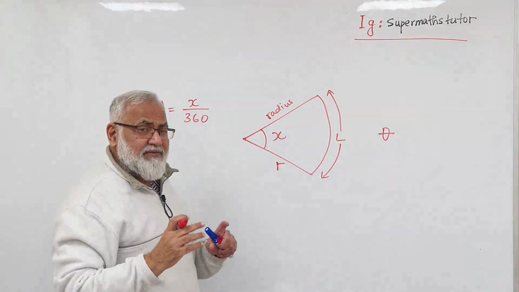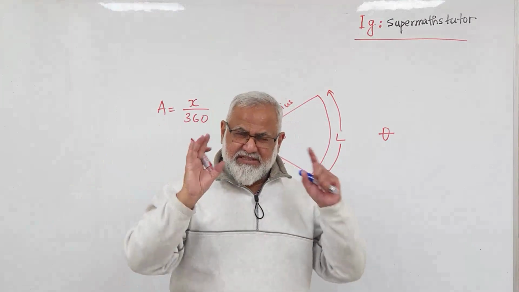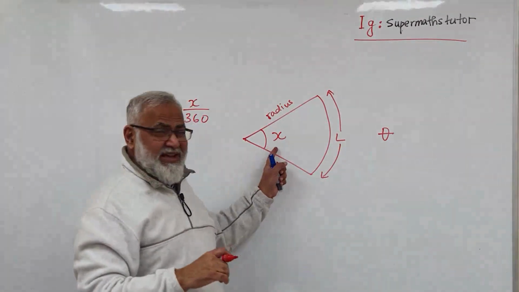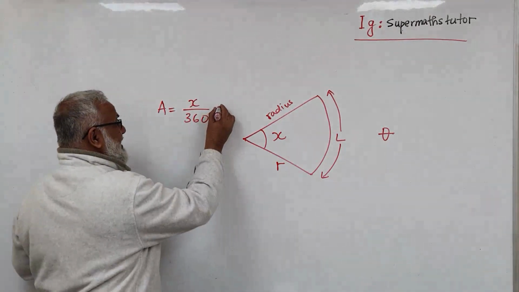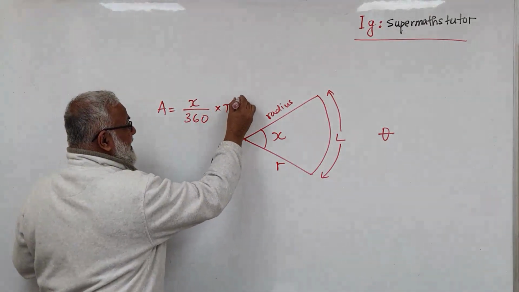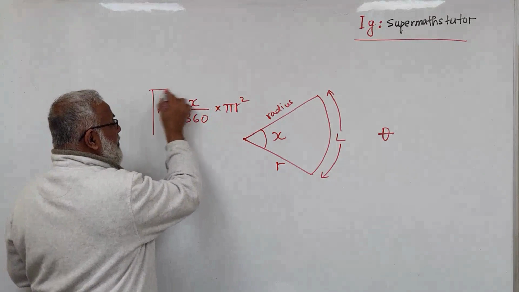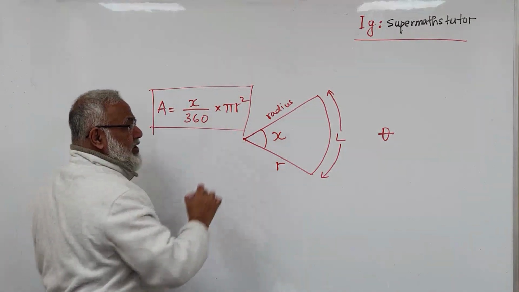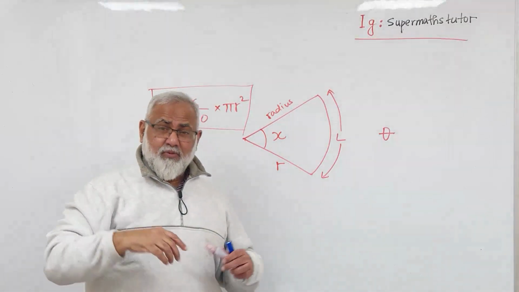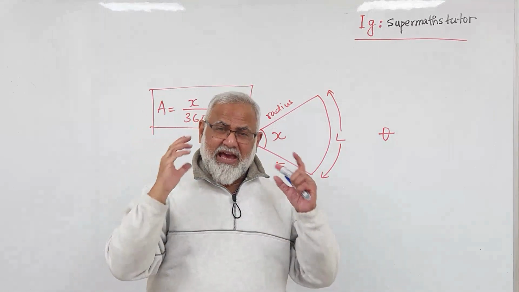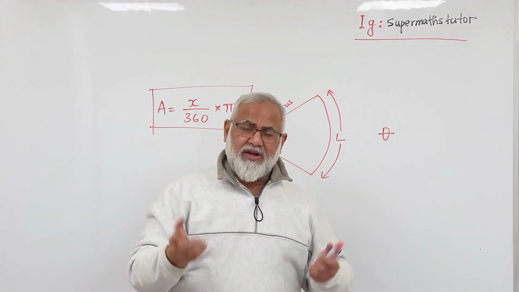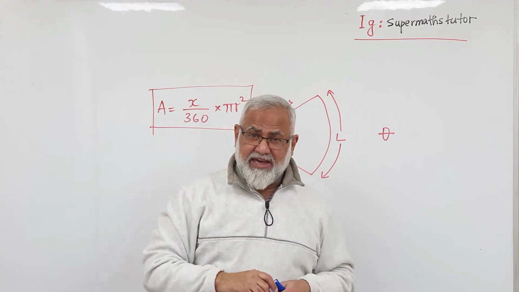Now if you are confused about this, don't worry. Just simply remember, whatever the angle is, you divide it by 360 degrees and times by pi r squared. And that is the formula to find the area of a sector. Alright, so I'm going to do some past paper questions and probably it will help you to understand how to find the area of a sector. So get ready with your calculator, okay?